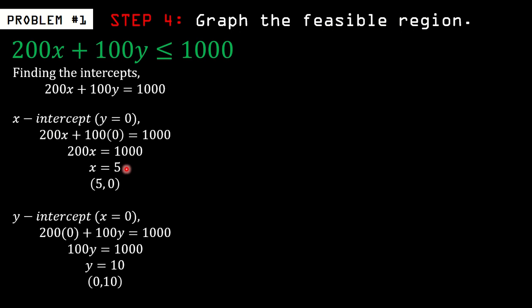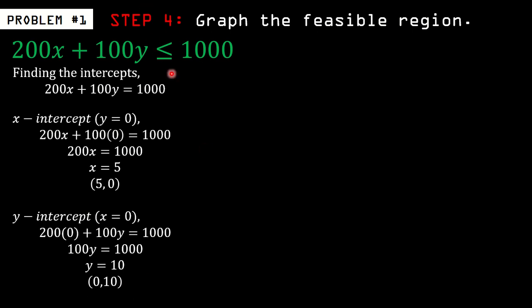And then for the y-intercept, we let x be equal to 0. So 200 times 0 plus 100y is equal to 1000. Then 100y is equal to 1000. We divide both sides by 100 and we have y is equal to 10, which is 0, comma 10. When x is 0, y is equal to 10. Same procedure, we plot 5, comma 0 and 0, comma 10. We connect them and then extend both sides.